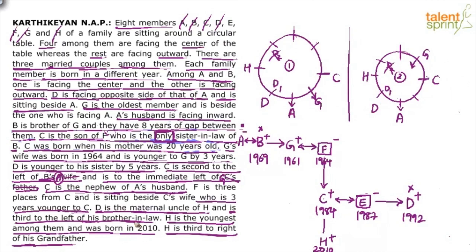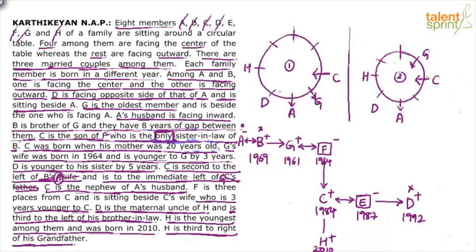Now understand, what point did we use? D is third to the left of C. So left of C: first, second, third. Left of C has come in the clockwise direction, which means C is facing center. Here too, left of C, 1, 2, 3 has come in the clockwise direction, which means C is facing center. I'll clear out all this scribbling so that it looks neat. We already have very little space.